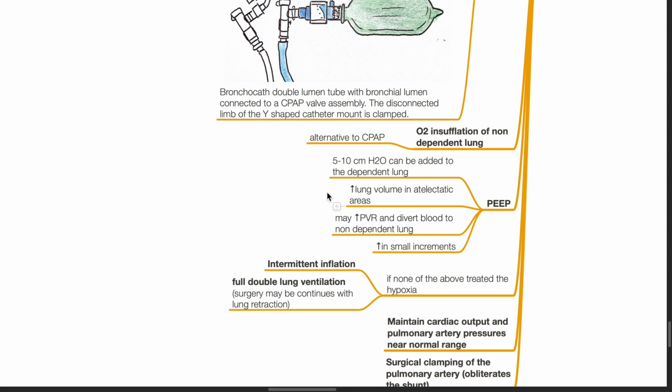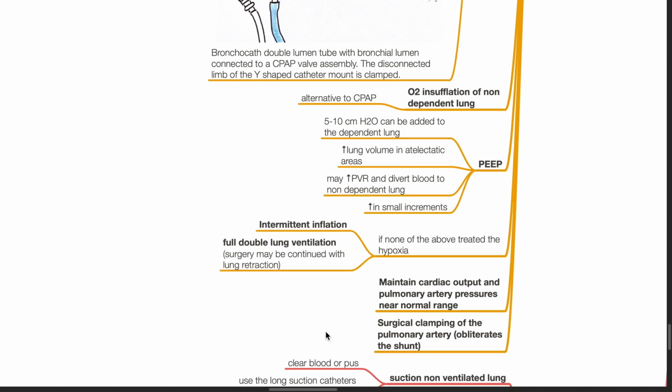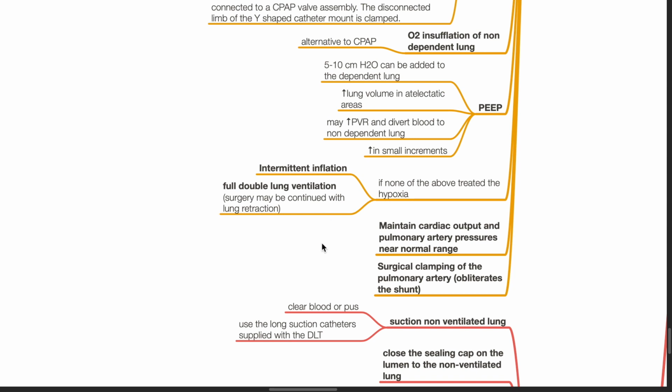Increase PEEP in small increments until the PaO2 target is achieved. If none of the above treated the hypoxia, try intermittent inflation or double lung ventilation. Surgery may be continued with lung retraction. Maintain cardiac output and pulmonary artery pressures near normal range. Surgical clamping of the pulmonary artery obliterates the shunt.